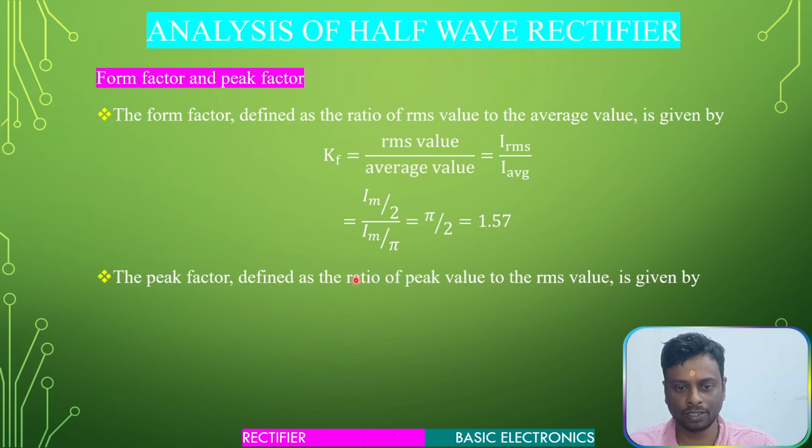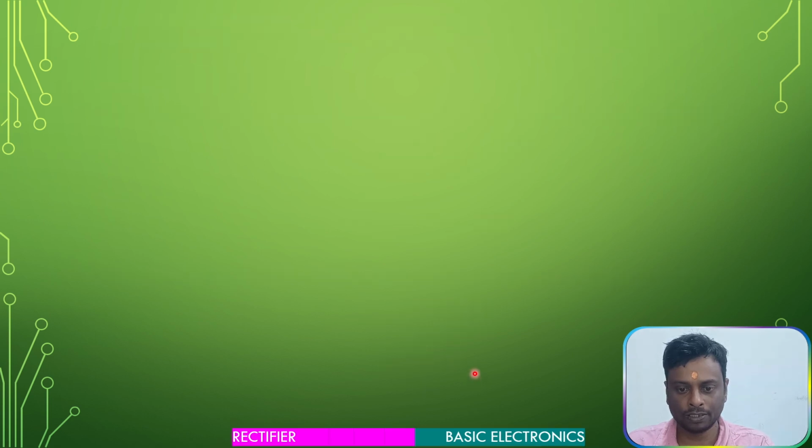Similarly, peak factor is defined as the ratio of peak value to the RMS value. Peak means the maximum value. We can take the maximum value of the voltage or current, and the RMS value of the voltage or current. So peak value by RMS value. The peak value is Im, and Im by 2 is the RMS value, so it will be 2. So the form factor in case of half wave rectifier is 1.57, and the peak factor is 2.